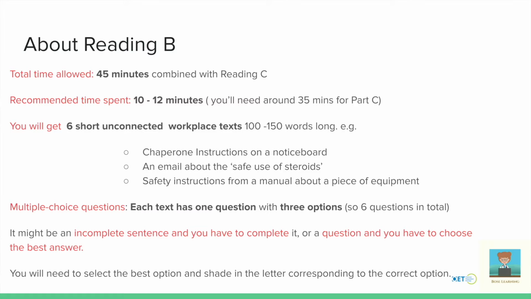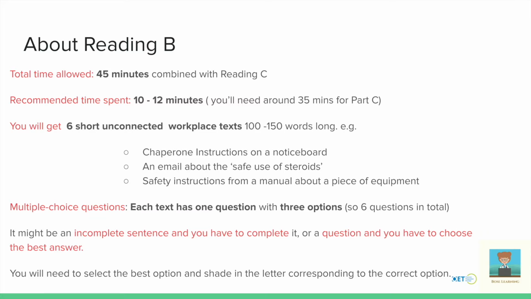So Reading Part B then is the second out of 3 reading tests. You're given Reading Part B in conjunction with Reading Part C, and you get 45 minutes to do both. Now, we recommend that you spend about 10 to 12 minutes on Part B. You get 6 questions in Part B, and that's because you'll need 35 minutes or so for Reading Part C, which is much longer. As I said, in Reading Part B, you get 6 texts and 6 questions.